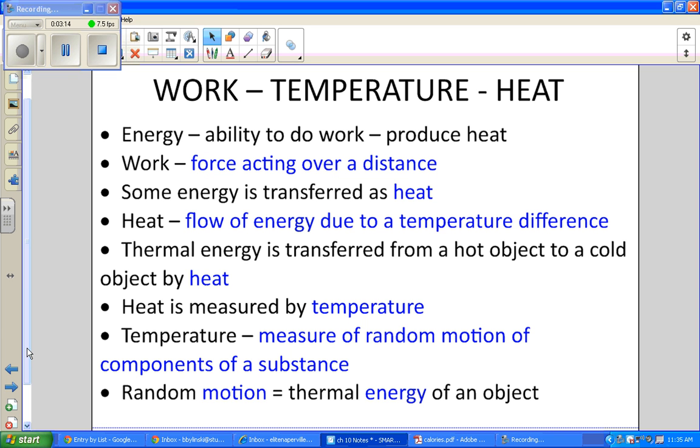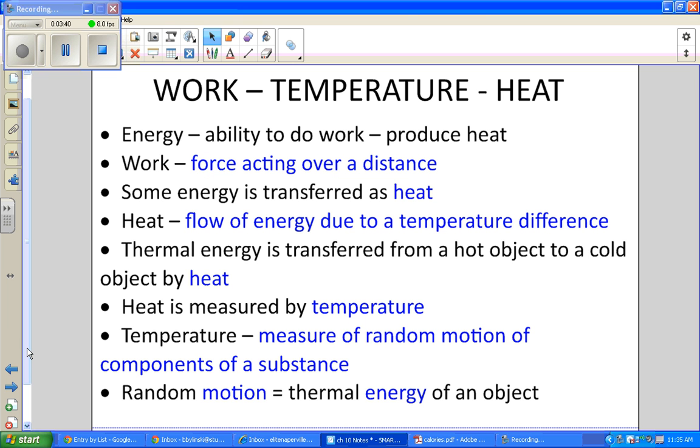And there is energy that is transferred when you do work, and that's transferred as heat. And this is an important definition here. Heat is the flow of energy that is due to a temperature difference. So a lot of people say that they're hot or they're cold, and they really don't know what's going on. So heat itself, it is a flow of energy because some temperature change has occurred.